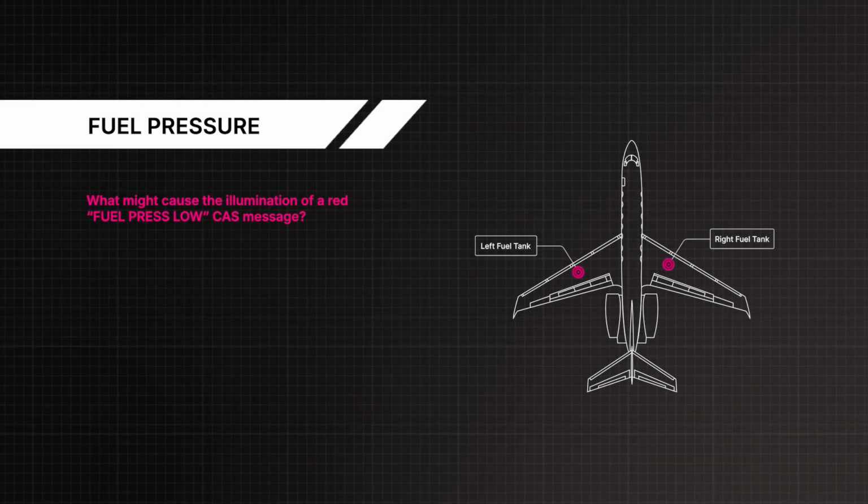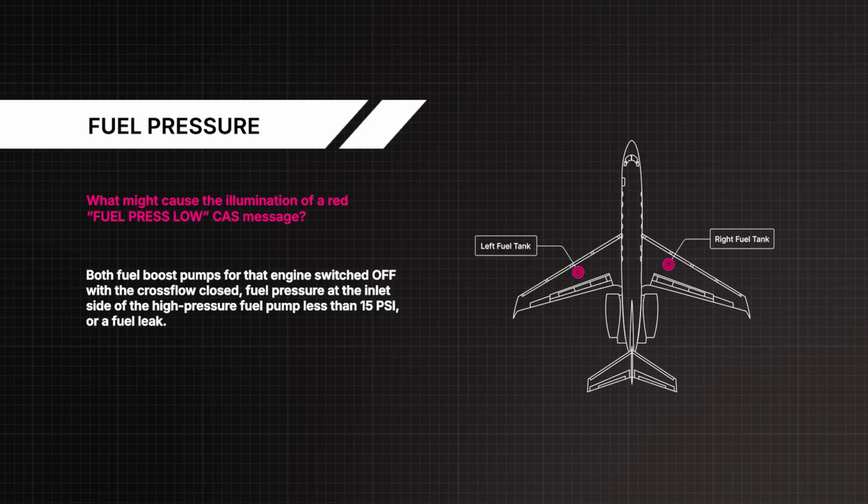Let's begin. What might cause the illumination of a red fuel press low CAS message? Both fuel boost pumps for that engine switched off with the crossflow closed, fuel pressure at the inlet side of the high-pressure fuel pump less than 15 psi, or a fuel leak.